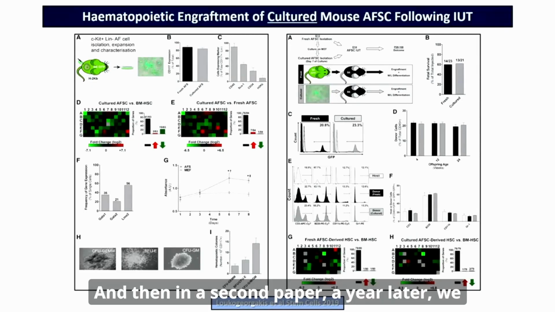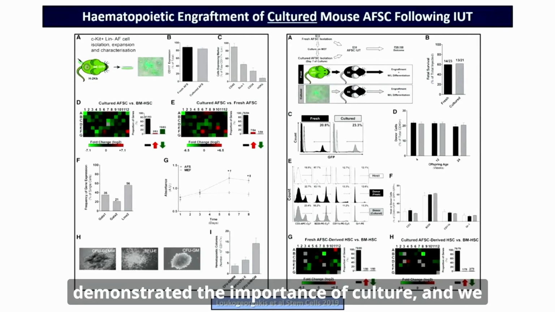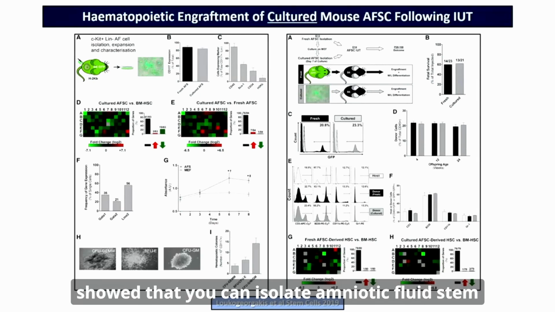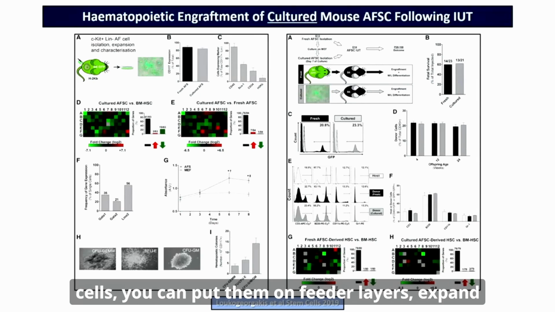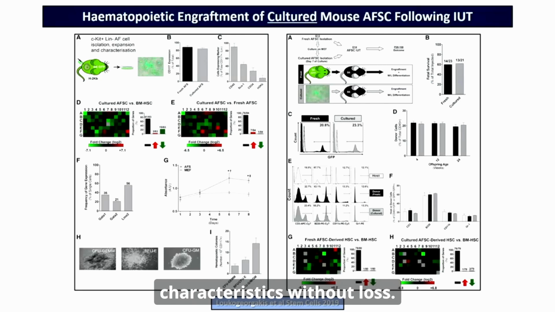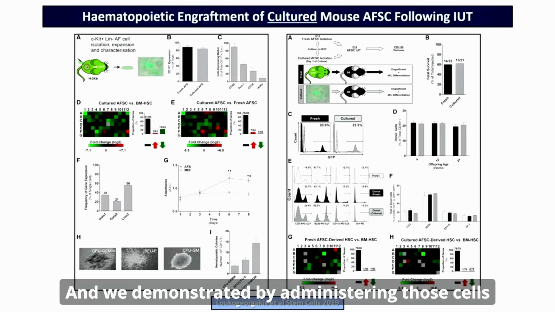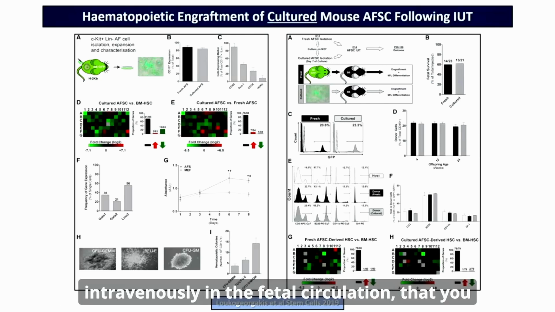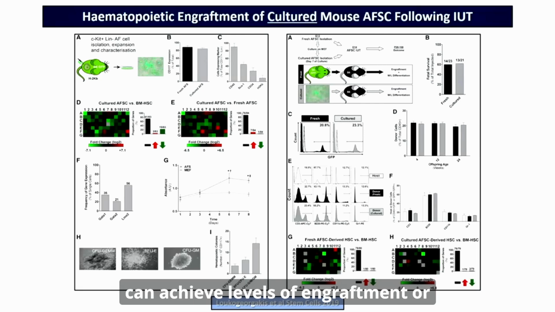And then in a second paper, a year later, we demonstrated the importance of culture, and we showed that you can isolate amniotic fluid stem cells, put them on feeder layers, expand them, and maintain the hematopoietic characteristics without loss. And we demonstrated, by administering those cells intravenously in the fetal circulation, that you can achieve levels of engraftment of approximately 20% or above with just a very small number of cells.